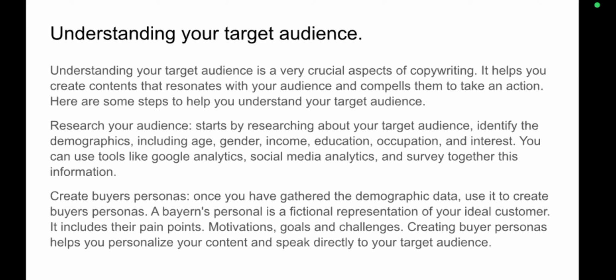Okay, so here are some steps to help you understand your target audience. Number 1, research your audience. Start by researching your target audience. Identify their demographics, including their age, gender, income, education, occupation, and interests. You can use tools like Google Analytics, social media analytics, and surveys all together so as to gather this information. See guys, understand everything about your target audience, okay?